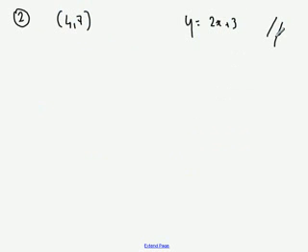Question 2. Find the equation of the line which passes through 4, 7 and which is parallel to the line y equals 2x plus 3. Parallel lines have gradients which are equal. We can see that the gradient here is m equals 2 for the line y equals 2x plus 3. It's already in the form y equals mx plus c, m is equal to 2. The gradient of the line that we're looking for is also equal to 2, since the lines are parallel.